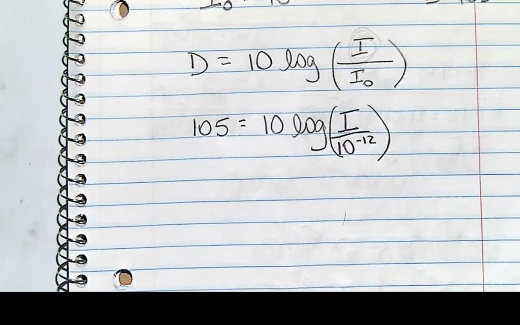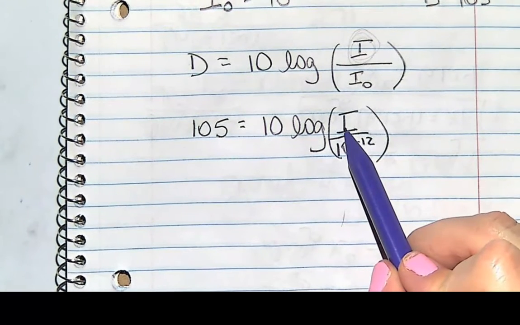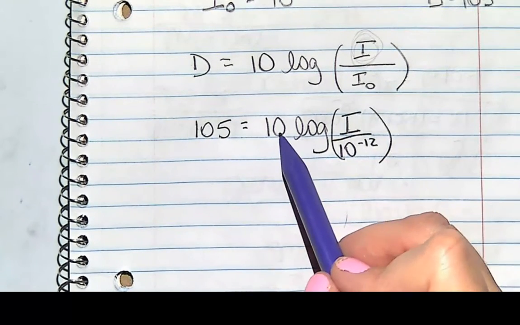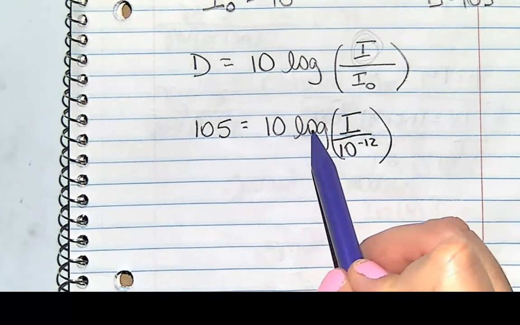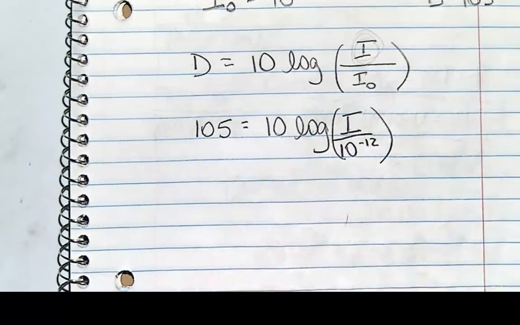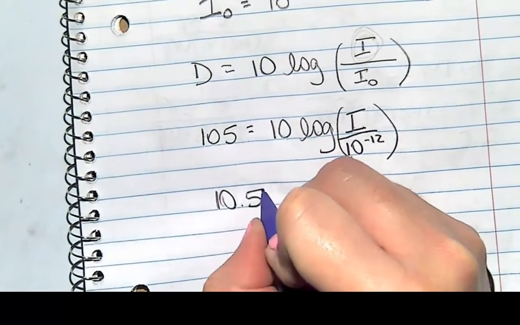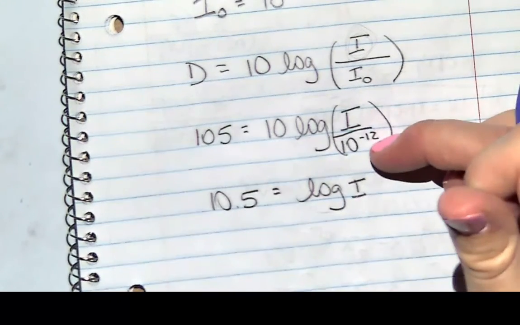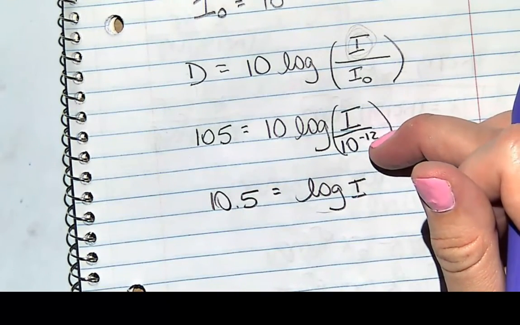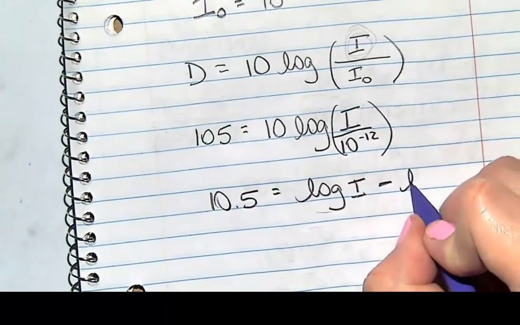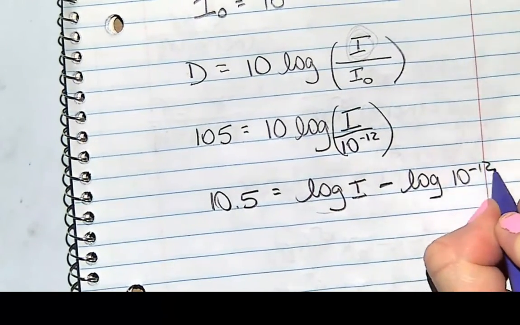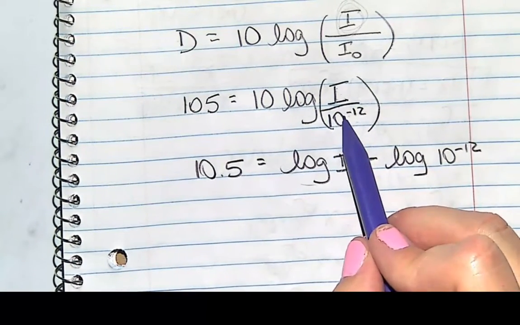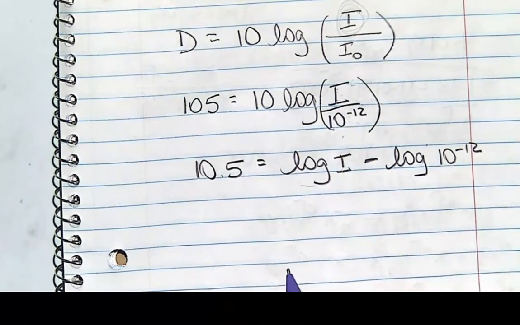Okay, so I need to start working this thing through so that I can figure out what I is. So what do I know how to do? If I'm trying to just start getting rid of stuff, I can get rid of this 10 because it's 10 times the log. So I'm going to divide both sides by 10. So that gives me 10.5 is the log of I. And now this is joined by what? Division on the inside. So I can join it by subtraction on the outside. Okay? So all I did was change this into two separate logs, and the I got a log, and the 10 to the negative 12 got a log.